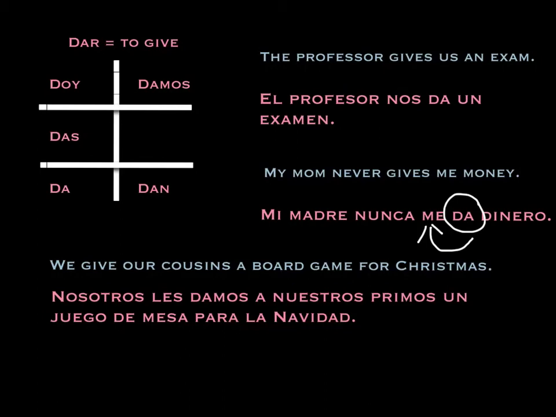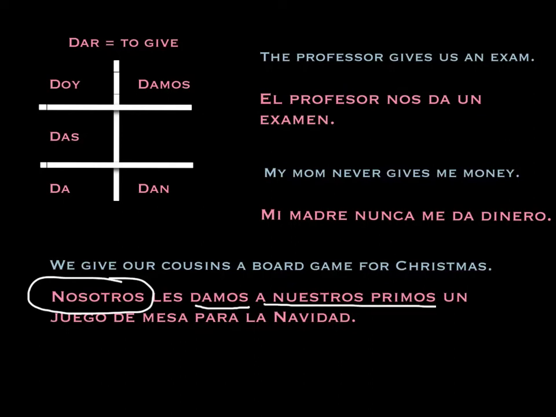Our last sentence. We give our cousins a board game for Christmas. Who's doing the action? Well, that's we in this case. We give, right? So nosotros damos. And to whom or for whom is the board game? Well, it is for our cousins, a nuestros primos. It's for our cousins. So we know it's them. So in this case, we are going to use the indirect object pronoun les, since it is for them.